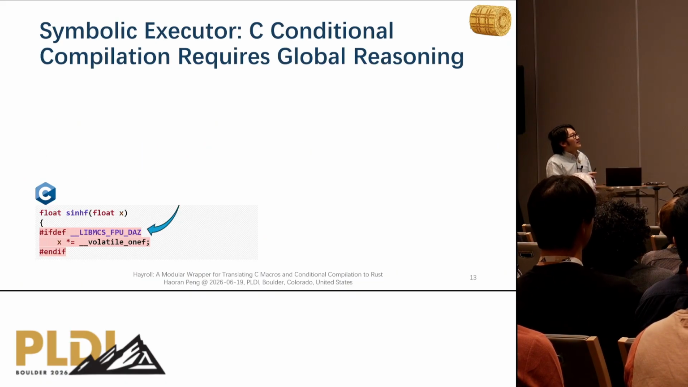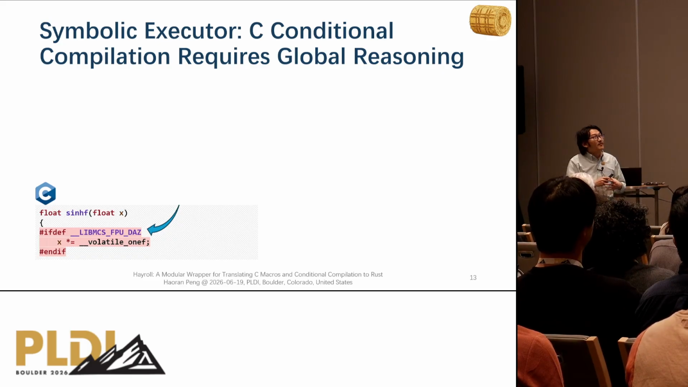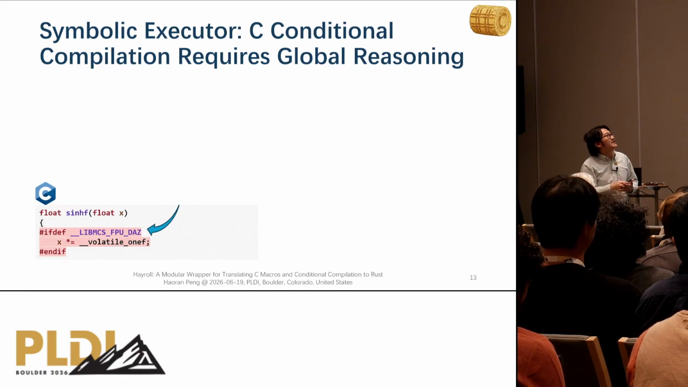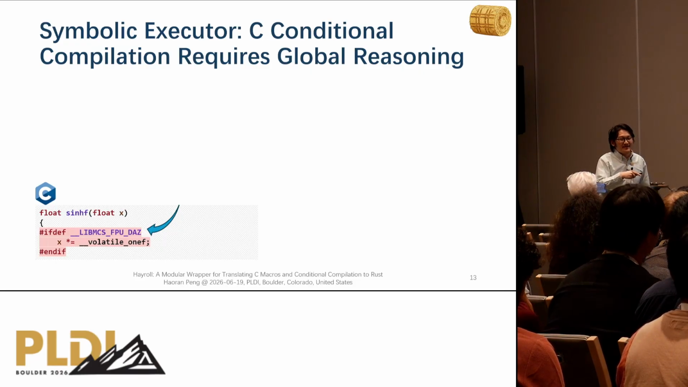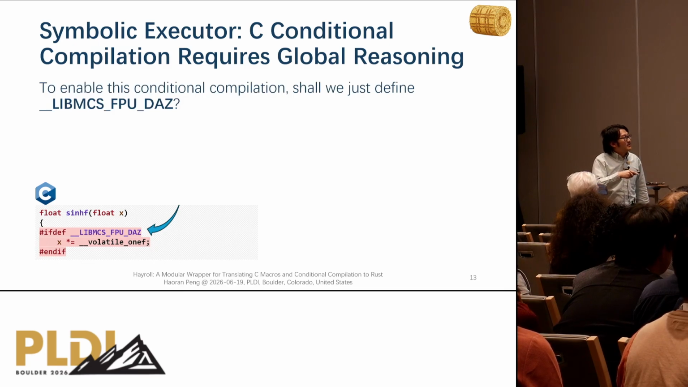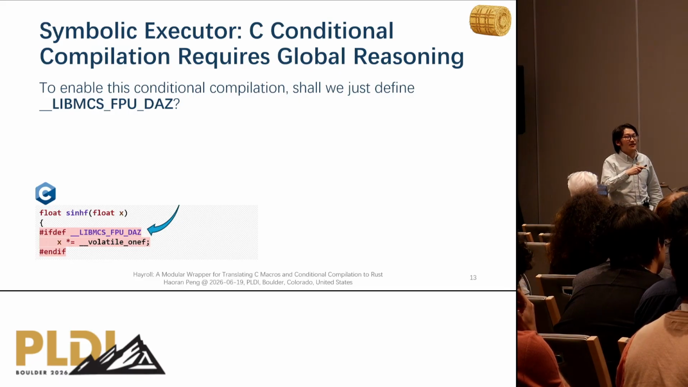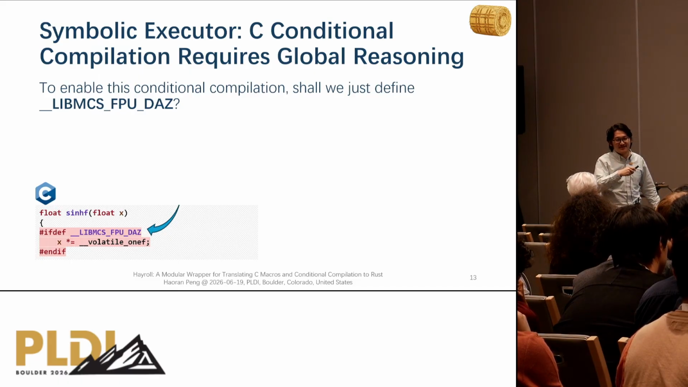So, motivation. Why do we even need symbolic execution for analyzing C macros? C conditional compilation. Here's an example. Just by looking at this code snippet, can you answer me, to enable this conditional compilation, shall we just define this __libmcf's fu-des flag? Is that all we need? You will not be able to answer this question because I didn't show you all of that.